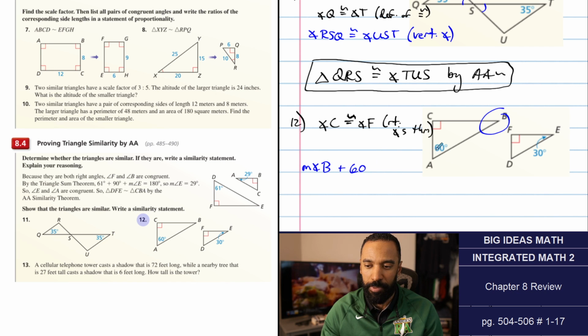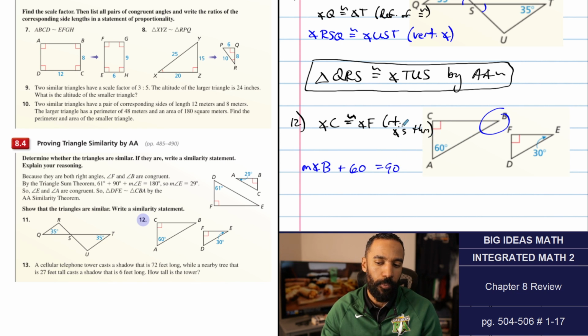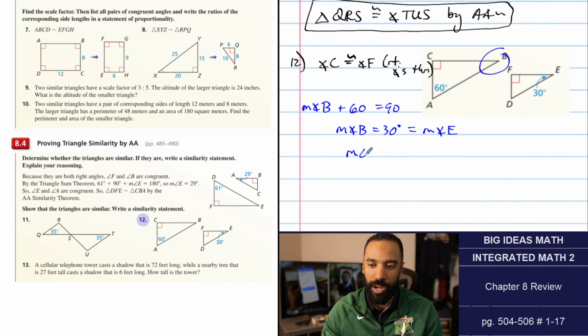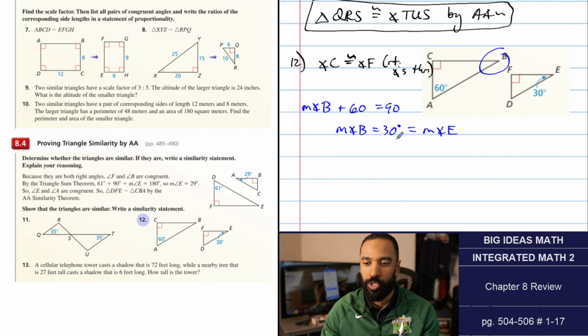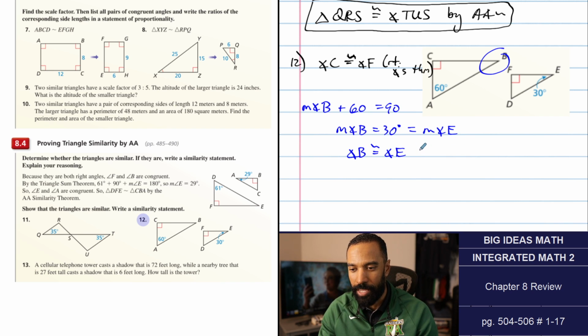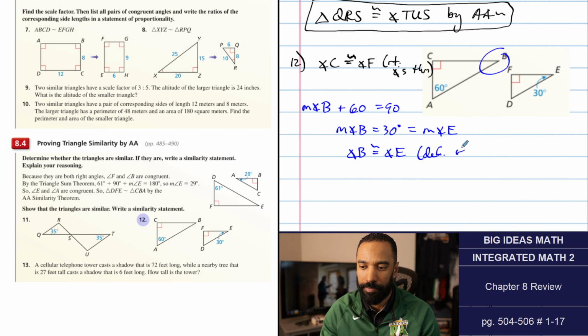So this B plus this 60 is going to equal 90. Don't worry about adding the extra 90 to get 180 if you think it's going to be extra work. Subtract 60 from both sides, measure of angle B equals 30 degrees, which is the same as measure of angle E, which means angle B is congruent to angle E by, again, definition of congruence, because they have equal measure.